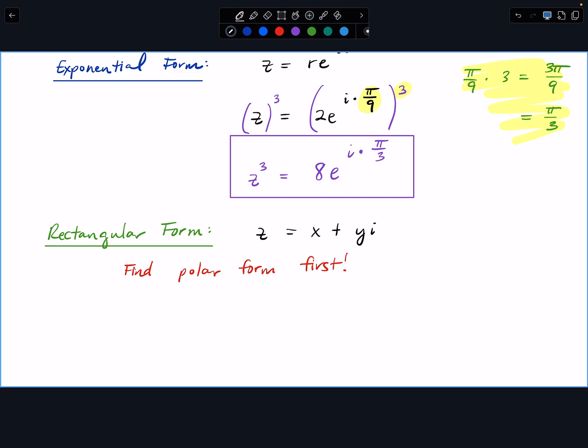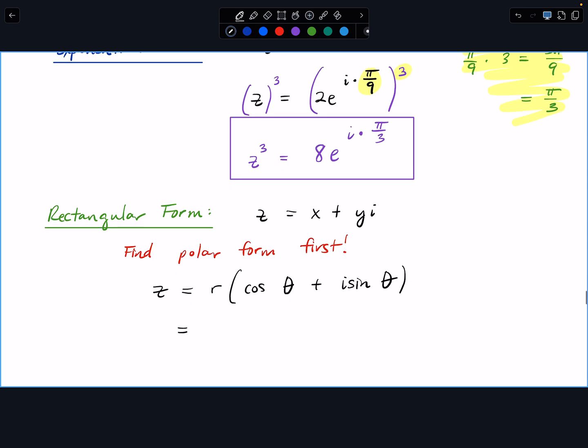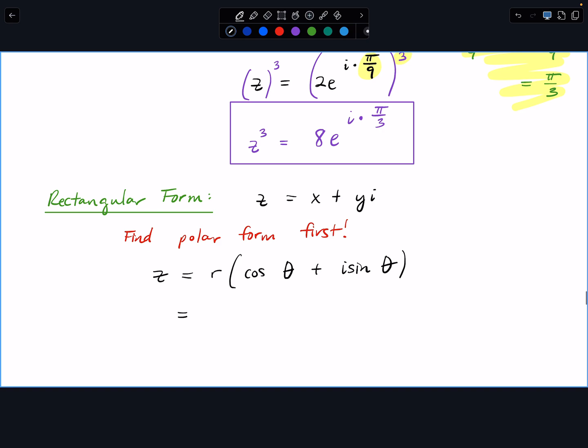So remember, for polar form, it's z is equal to r times cosine theta plus i sine theta. What was r according to our answer above? 8 times cosine of our angle, which was pi over 3, plus i sine of pi over 3. So this is polar form.